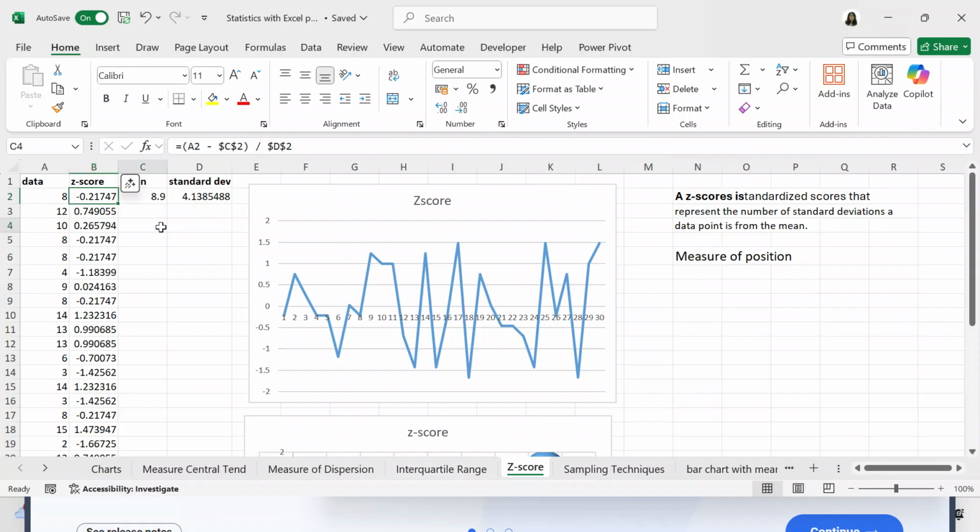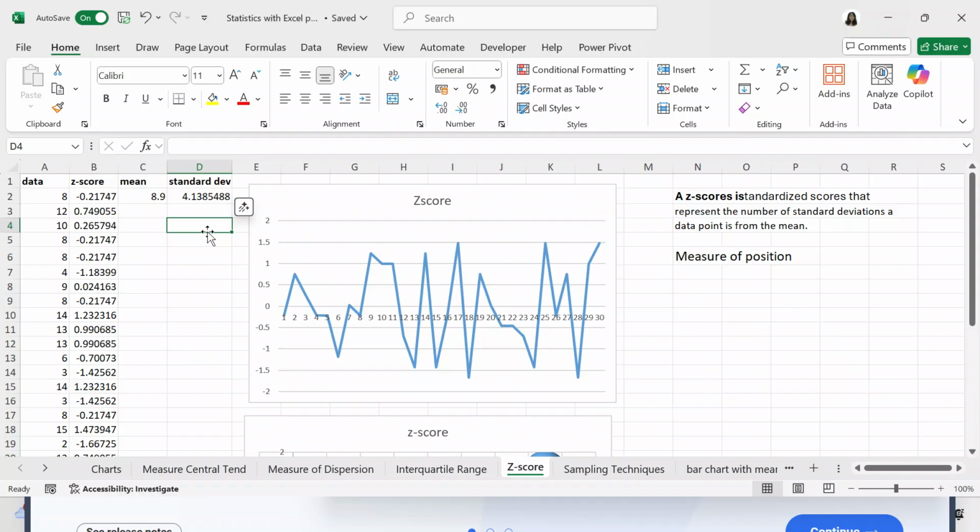And what you have to do is calculate the mean. The mean is the average of A2 to A31, and the standard deviation is the standard deviation between A2 and A31. Between A2 and A31, that gives you 30 numbers that you can deal with. So your mean is 8.9 with numbers between 1 and 15, and your standard deviation is 4.13.